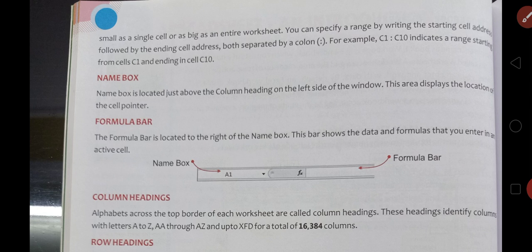Now we come to the formula bar. The formula bar is located to the right of the name box, and this bar shows the data and formulas that you enter in an active cell. So whatever data you enter, or if you enter a formula, that will be displayed in this formula bar.